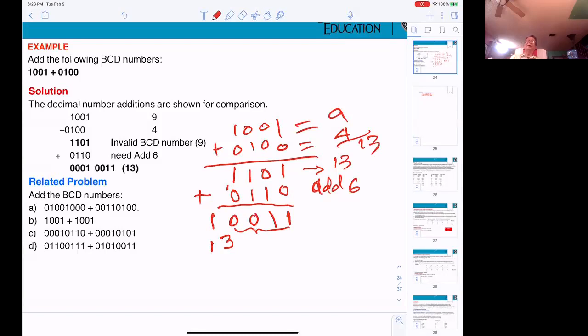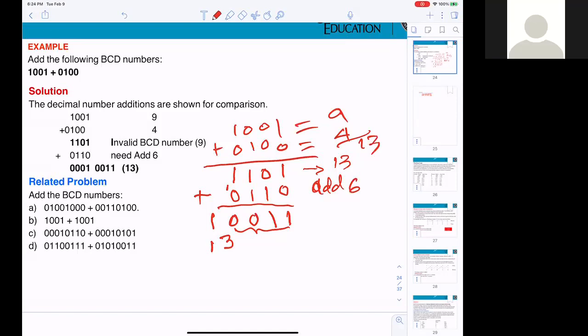So you understand that? That means BCD cannot be higher than number 9. So when you add and get more than 9, then you have to add number 6 in order to get the answer.